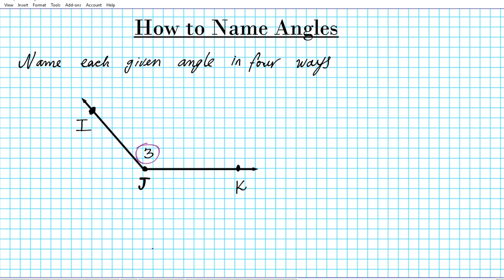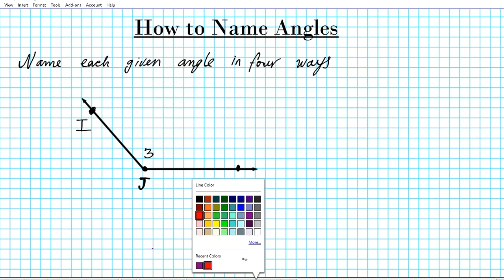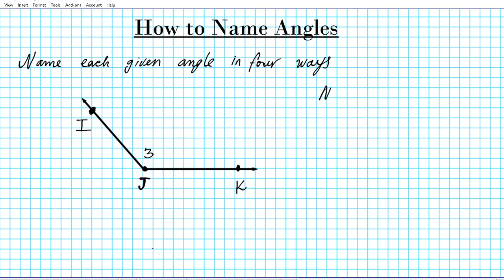So let's start by naming it using this numerical value that has been assigned to this angle right here. Let's write this down. The names are as follows. The first way you can name it is angle 3. Now, the second way you can name it is with the use of this letter that has been placed on the vertex on the outside of this angle. So you can also name it angle J.